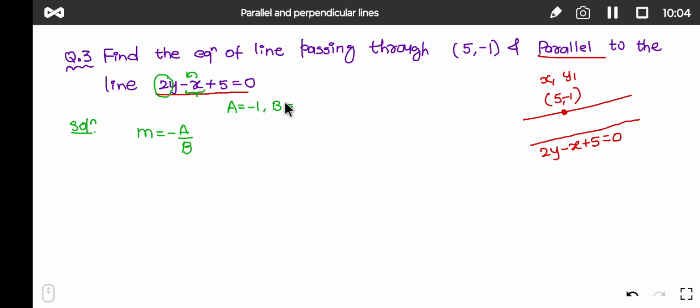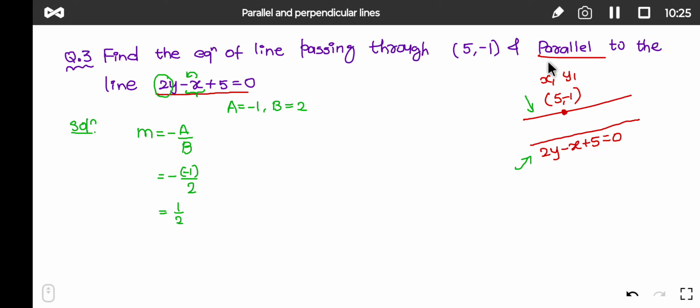So the coefficient of y, which is 2, then substitute the value. So minus of a is minus 1 and b is 2. So minus minus gets plus 1 by 2. So this is our slope, but that is the slope of the given line. We have to find out the equation of this line.